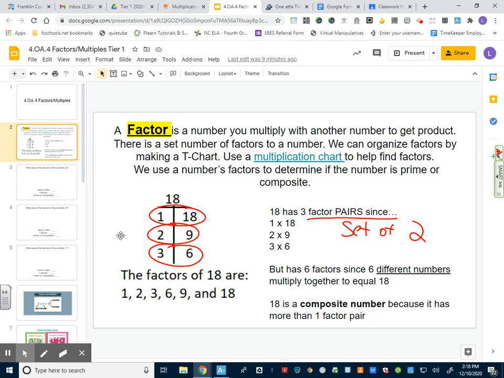If a question asks you how many different factors a number has, well, this number has the factors 1, 2, 3, 6, 9, and 18. That is a total of 6 different numbers. So we say 18 has 6 factors. Knowing the factors of a number helps us determine if a number is prime or composite. So let's review prime and composite.